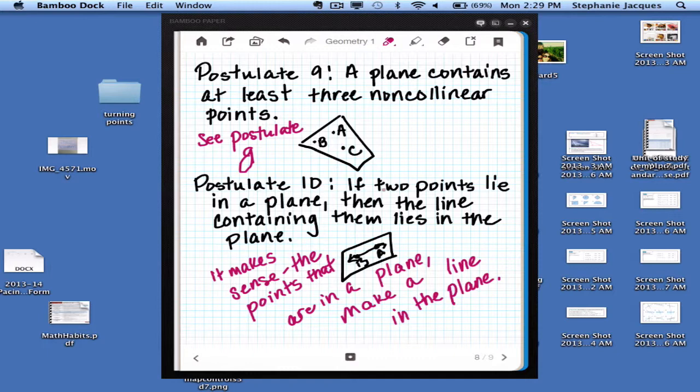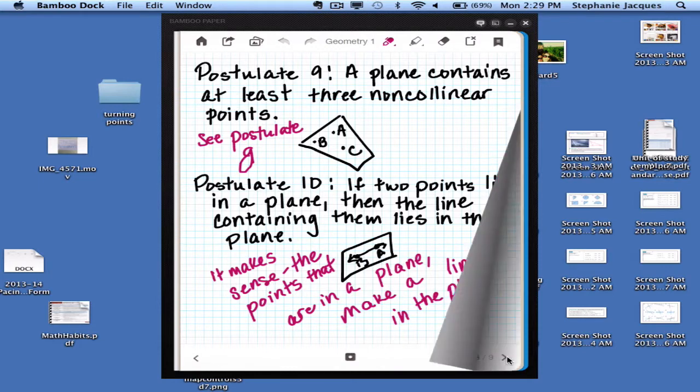Postulate 10. If 2 points lie in a plane, then the line containing them lies in the plane. So let's say you have a flat area, you draw 2 dots, you put a line through them, that line is going to be on that flat area. So it makes sense. The points that are in a plane make a line in a plane.